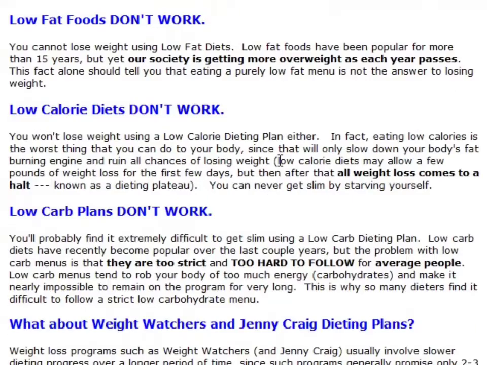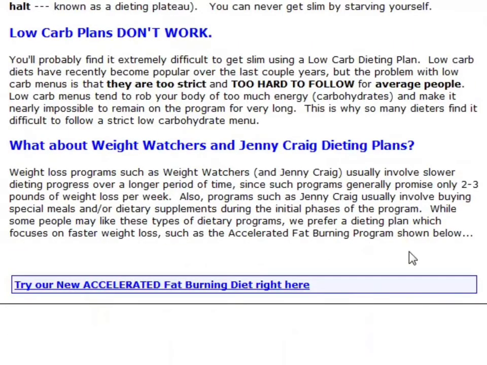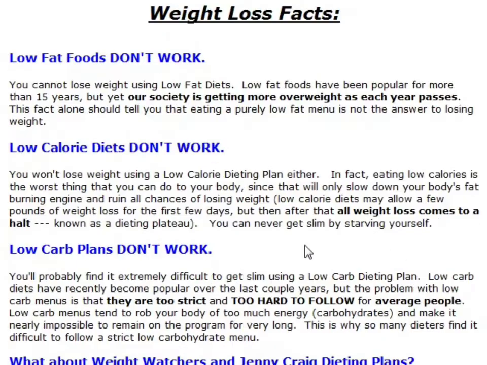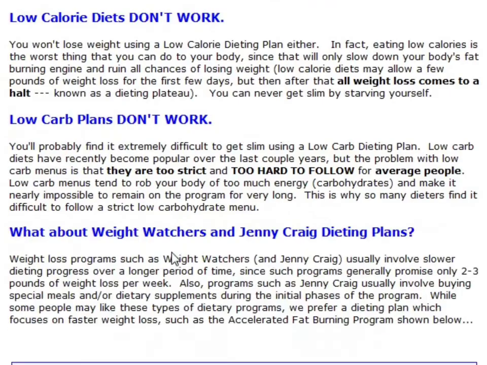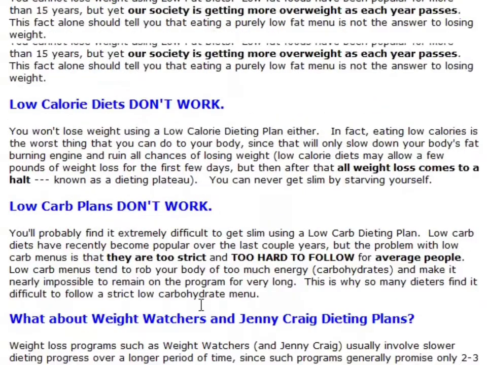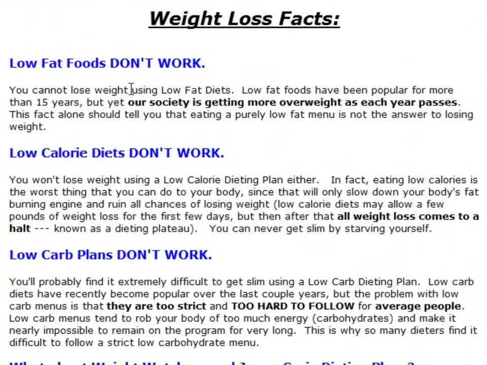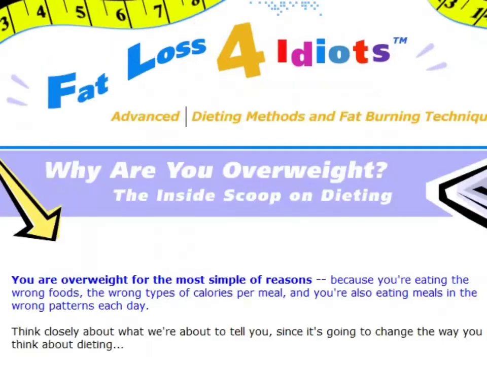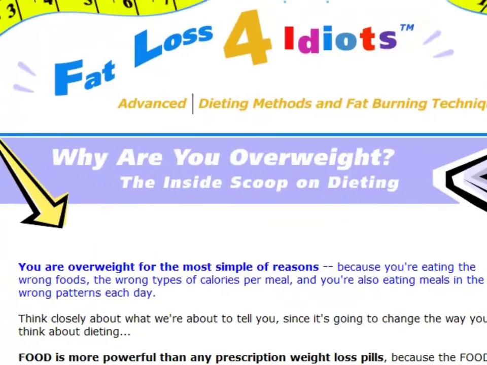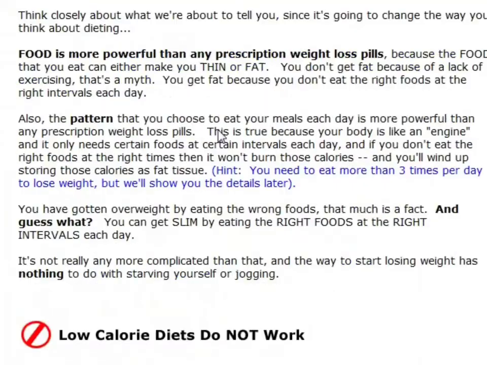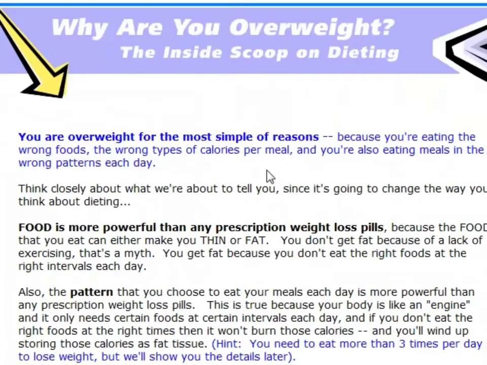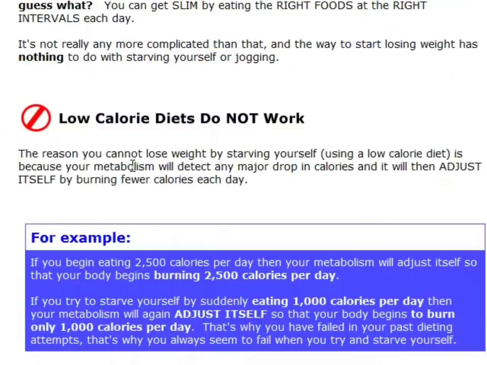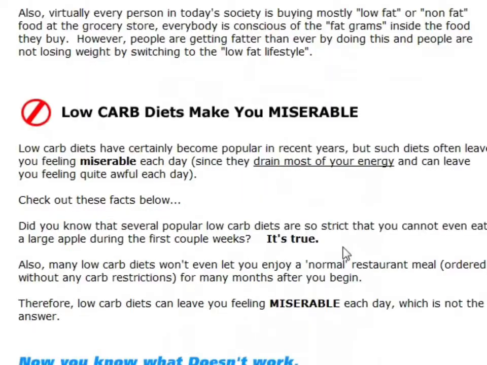And then, of course, they have this down here. This is basically for more kind of pre-selling, I guess. So if they're not convinced to click, they'll scroll down here and read this stuff, and they'll say, okay, so we're going to click up here to begin, and we're just going to go through the buying process. All right. So fat loss for idiots, advanced dieting methods. Why are you overweight? So they give a lot of good stuff. Some good content. That's always good.